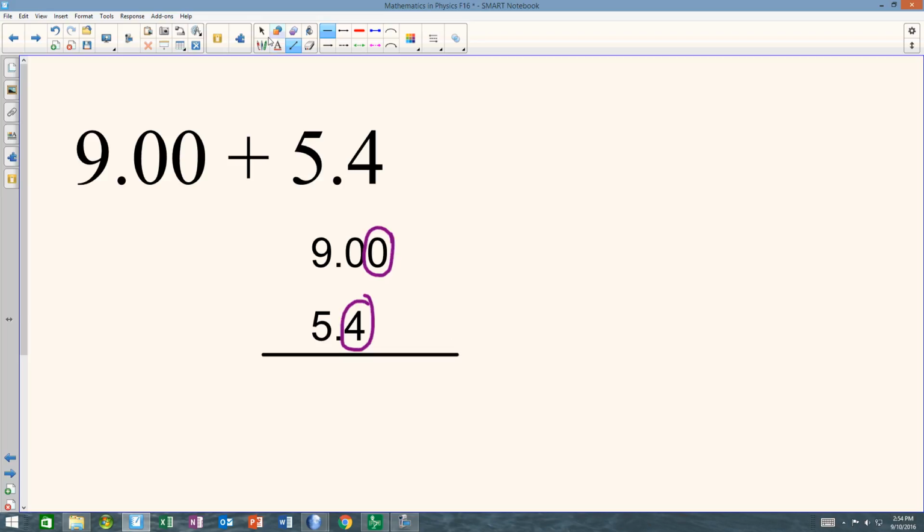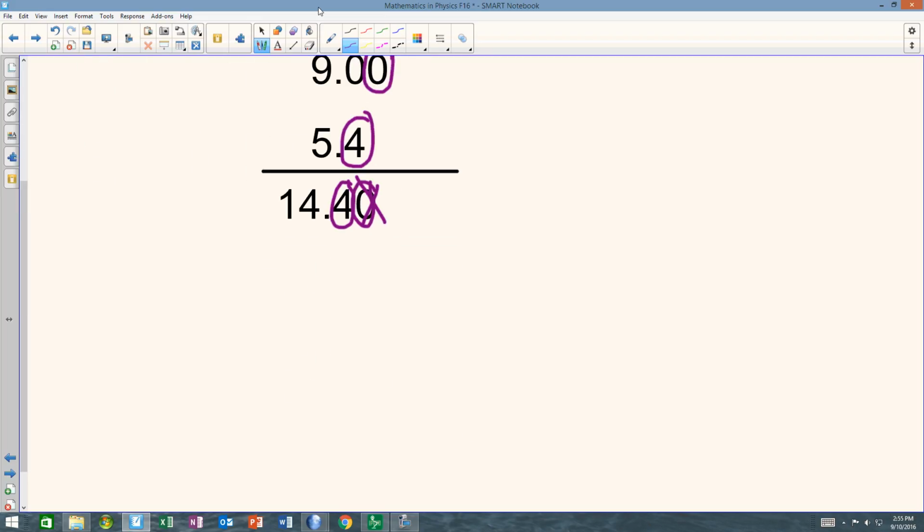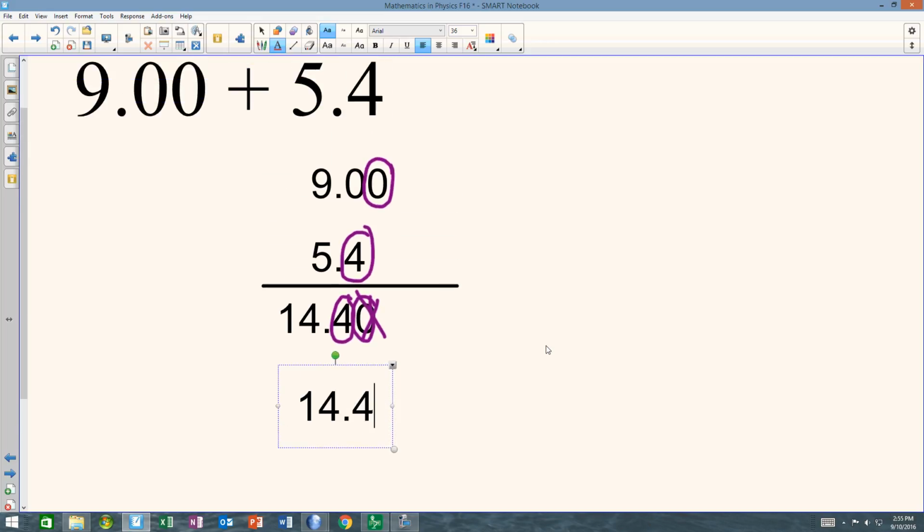Okay, so now what I'm going to do is add these two numbers together. And I'm going to continue to circle the uncertain digits. So this 0 is uncertain because it comes from this 0. And this 4 is uncertain because this 4 is uncertain here. How many uncertain digits can I have in a measurement? That's right, only one. So this 0 has to go away, and that means that my answer has to be 14.4.